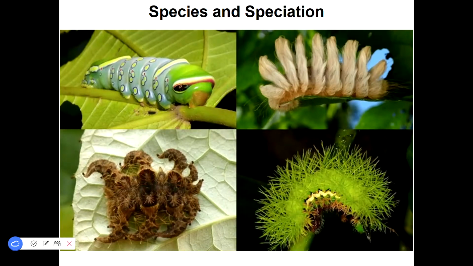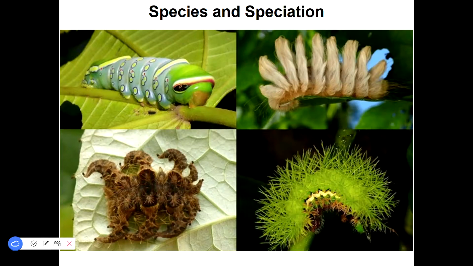For example, this one has evolved to look like a spider, so it scares off predators. This one evolved to look like a snake, so there would be the snake eyes, to scare off predators. These two have either hairs or barbs that have toxins in them to deter predators from eating them. So different strategies have evolved in these different organisms over time to help them survive in their environment. So we had a change in allele frequency over time, and we have different caterpillar species.